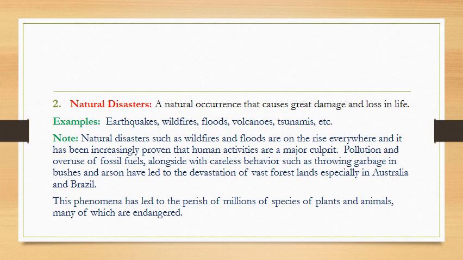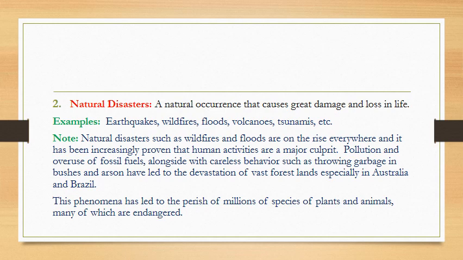Earthquakes, wildfires, floods, volcanoes, tsunamis, avalanches. Okay. Now, we notice something. Natural disasters such as wildfires and floods are on the rise everywhere, and it has been increasingly proven that human activities are a major culprit.